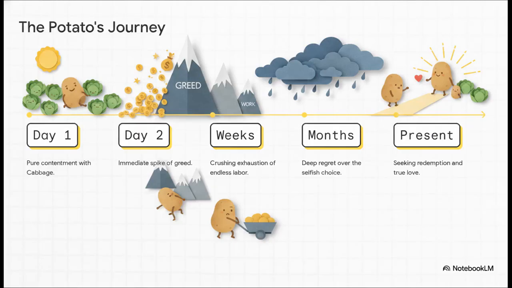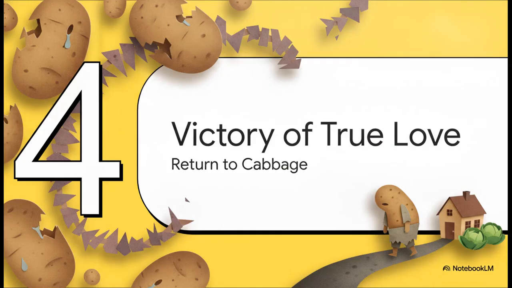It's actually amazing when you think about how efficiently this AI script packs a massive character arc into such a tiny time frame. I mean, we start with pure contentment on day 1, then, boom, the immediate spike of greed. That's followed weeks later by the crushing exhaustion of relentless labor. Naturally, months of that exhaustion breeds deep regret. And finally, by present day, it pushes our protagonist towards seeking redemption. Taking a character through this entire spectrum of human or, vegetable emotion in just 60 seconds of script is incredibly effective storytelling. Moving on to Section 4, the victory of true love.